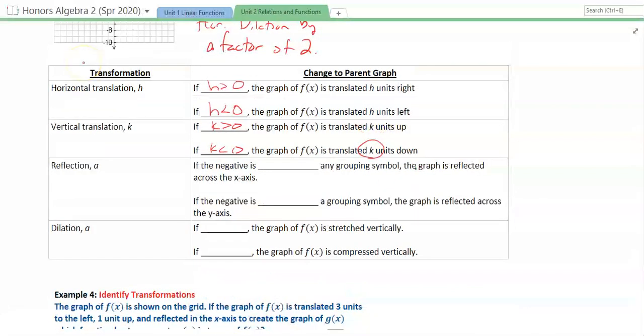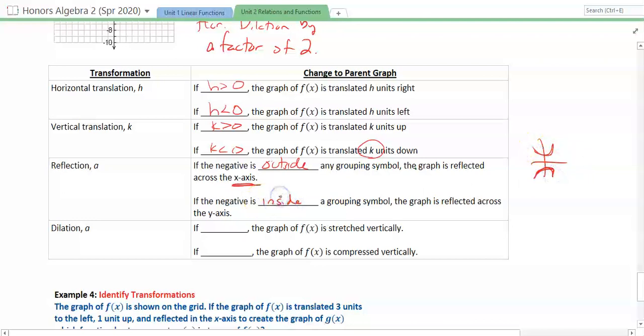So as we look at reflection, we're going to talk about those a values. Remember, where is the negative? If the negative is outside any grouping symbol, the graph is reflected across the x-axis, which, remember, means if it's up here, it's now going to be down here. If the negative is inside a grouping symbol attached to the highest coefficient, the highest power, then we're going to be reflecting across the y-axis. And so if I've got something over here, it's now going to come over here across the y-axis.